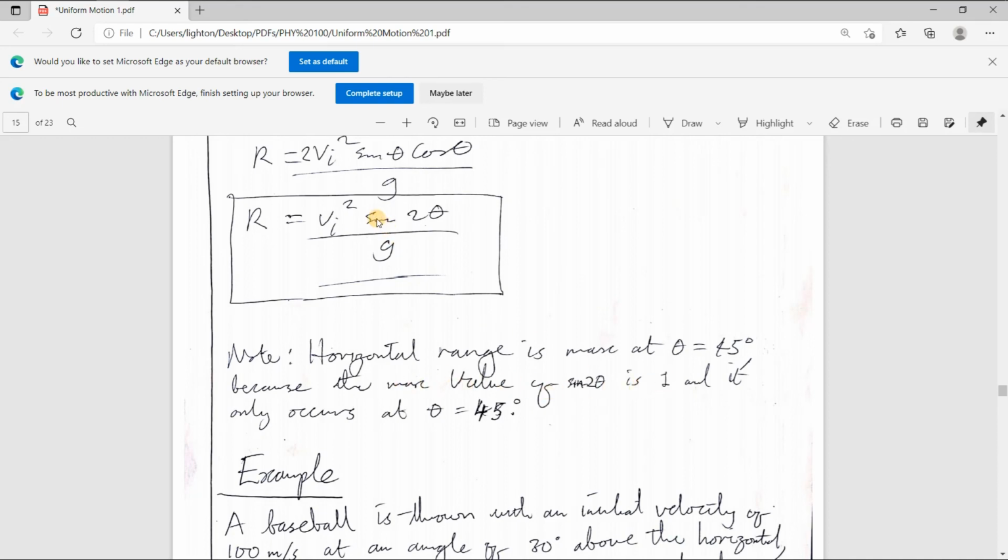So this is a trigonometric function, and its maximum value can only be 1. And when this quantity is maximum, it means that all of this will be maximum. That's why I'm saying that the maximum range is largest when theta is 45, which only occurs at theta equals 45 degrees. All right.